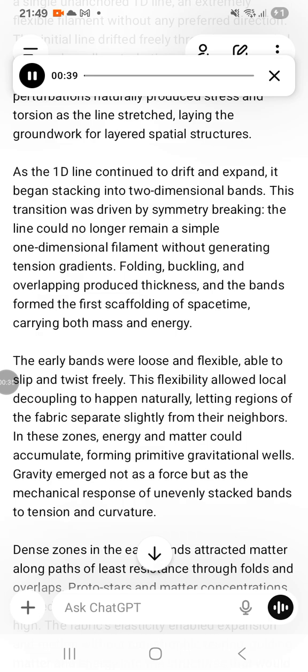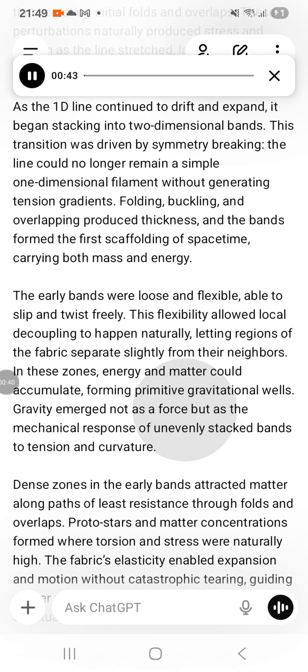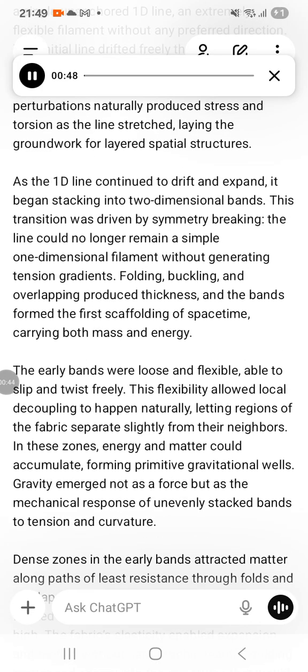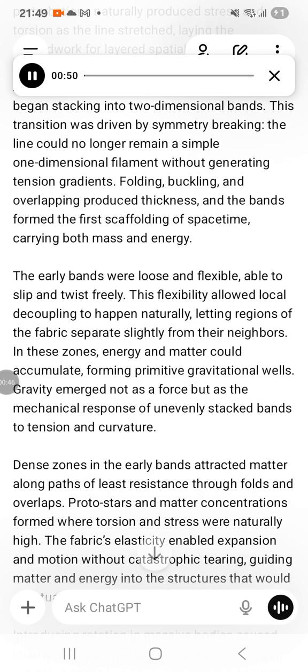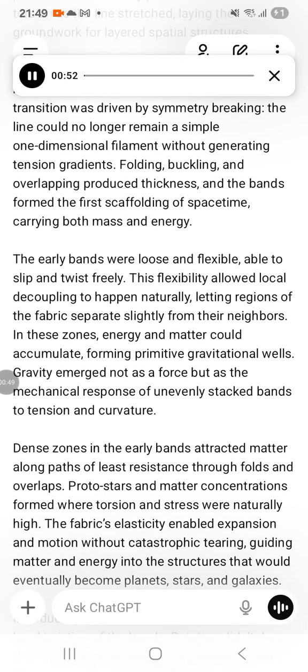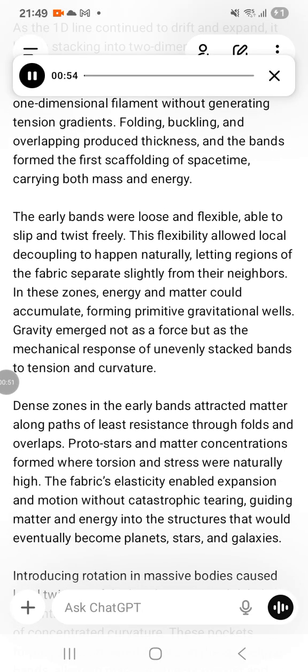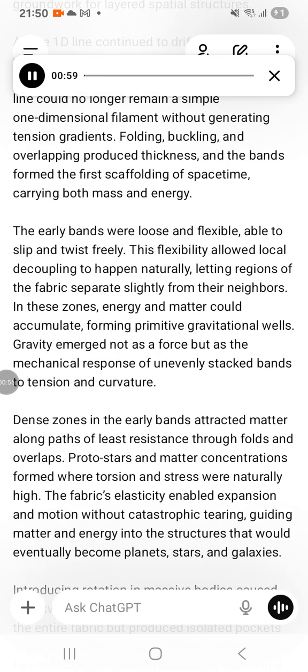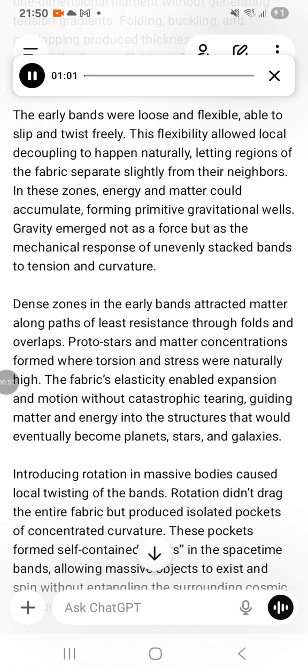As the 1D line continued to drift and expand, it began stacking into two-dimensional bands. This transition was driven by symmetry breaking. The line could no longer remain a simple one-dimensional filament without generating tension gradients. Folding, buckling, and overlapping produced thickness, and the bands formed the first scaffolding of spacetime, carrying both mass and energy.